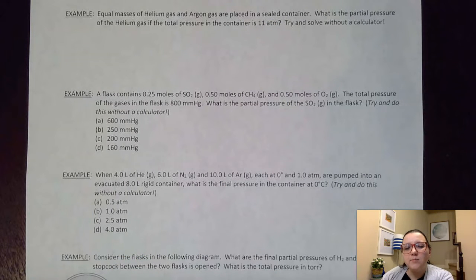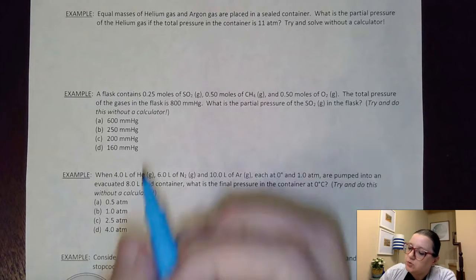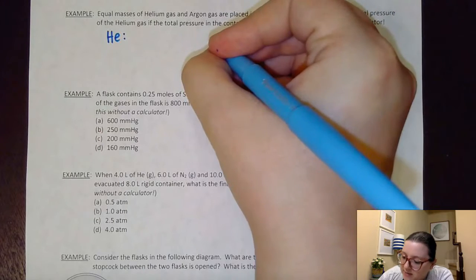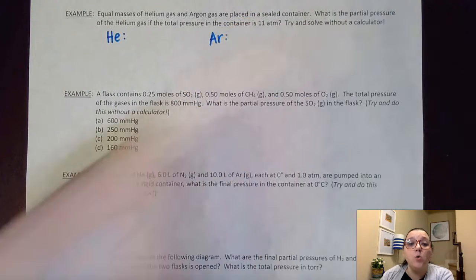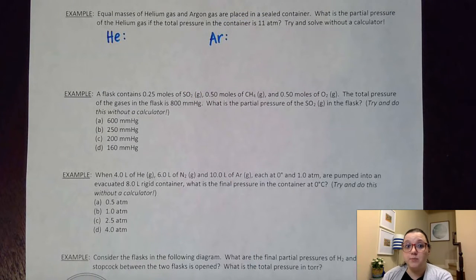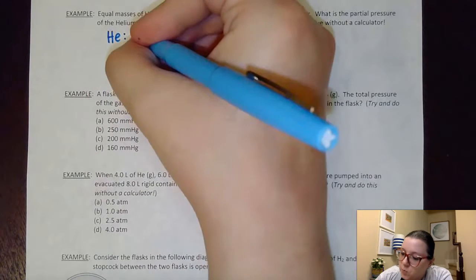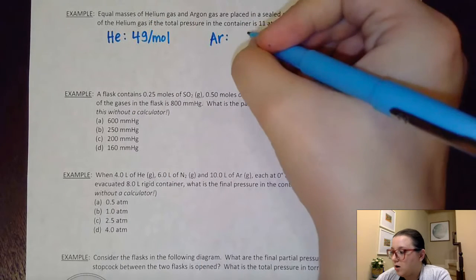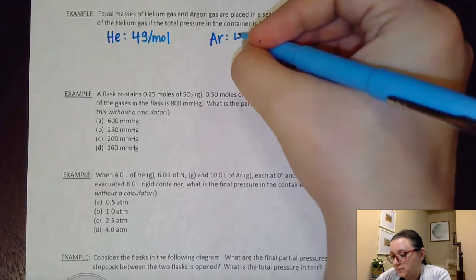And so what I'm going to do first is think about what kind of mass I might want to select in order to get these values into moles, so I could get myself a mole fraction. To do that, I'm going to think about helium gas and argon gas, and go get the molar mass of each according to the periodic table. On the periodic table, helium gas is 4 grams per mole, and argon gas is 40 grams per mole.